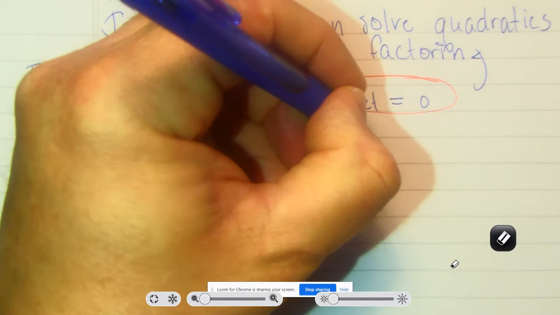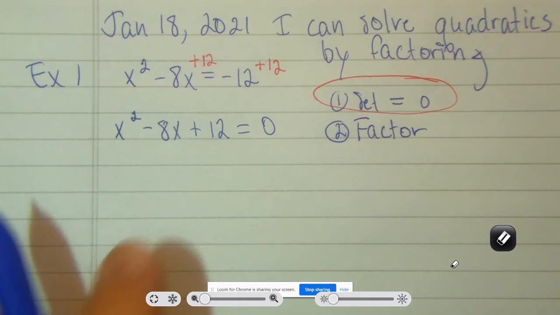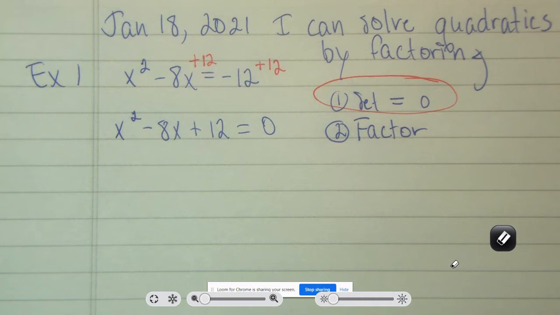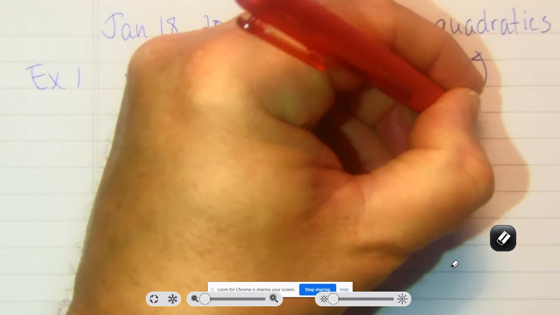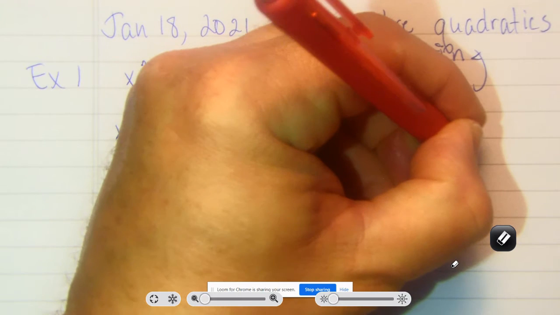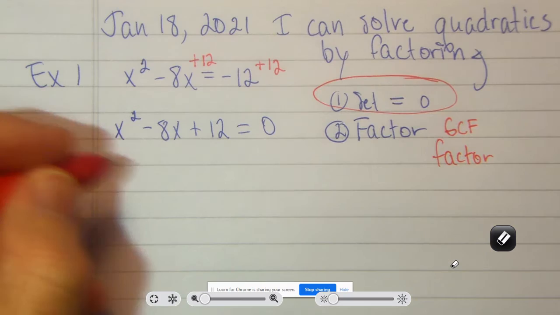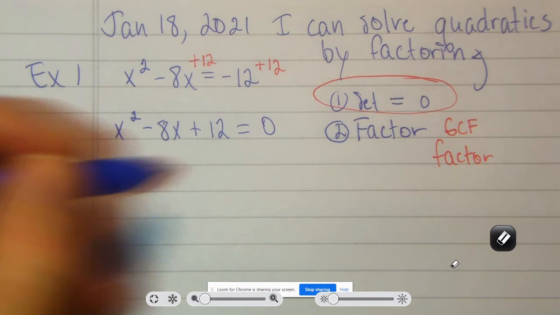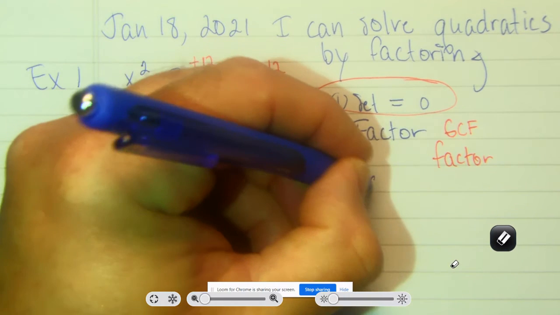Step 2 then is we want to factor that quadratic equation, or that trinomial in this case. And to do so, we'll find the GCF first. And the GCF likely will be 1, but it could not be. And then we'll factor using all the methods that we've learned. So here's our second step. Let's factor this. Not a hard one to factor because the GCF is 1.